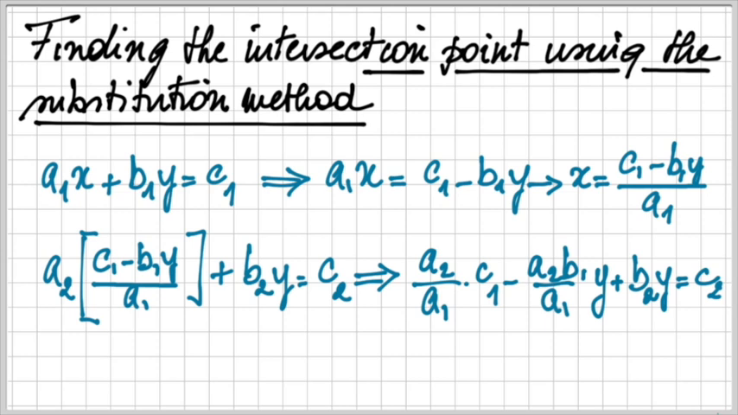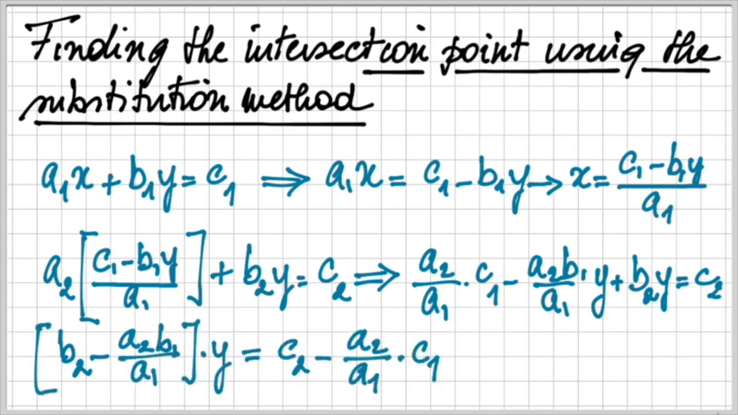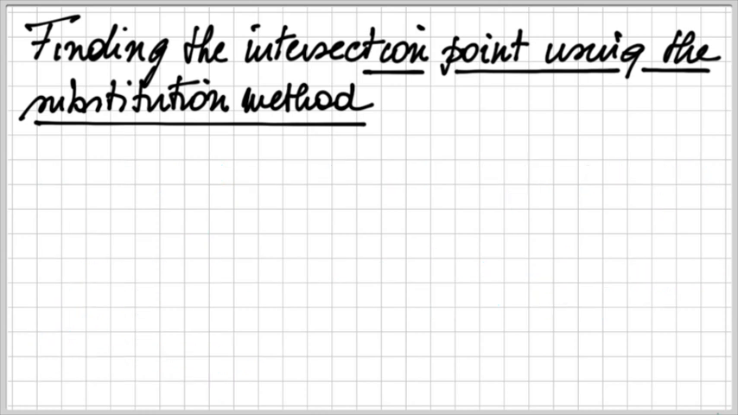So what we have to do is to bring y to the left-hand side and all the other parameters to the right-hand side. We now find b2 minus a2b1 divided by a1, times y, is equal to c2 minus a2 divided by a1 times c1. So we have a factor times y, and we have a constant on the right-hand side. The only thing we have to do is to divide the right-hand side by the coefficient of y. And that's what we're going to do now.